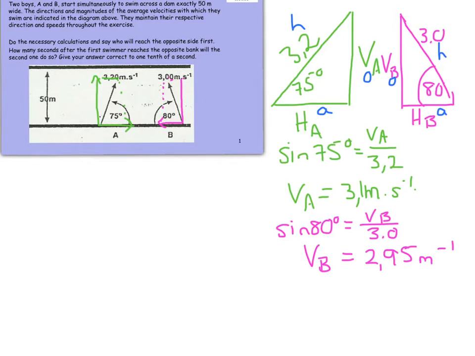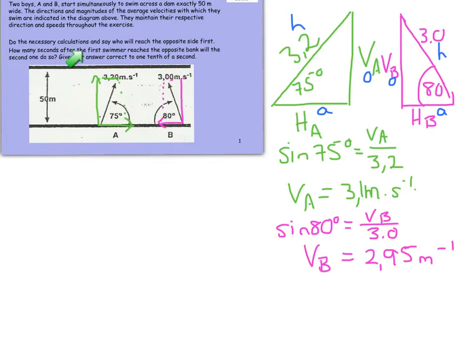Now, they are only making progress across the river at their vertical components. So in other words, across the river, boy A is going faster than boy B. So in terms of answering the questions, which one will reach the opposite bank first? It's going to be boy A who is going to get across the river first.